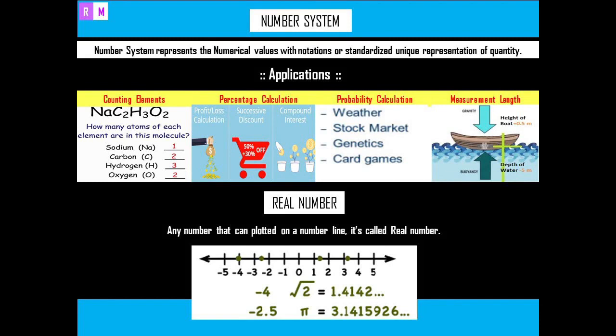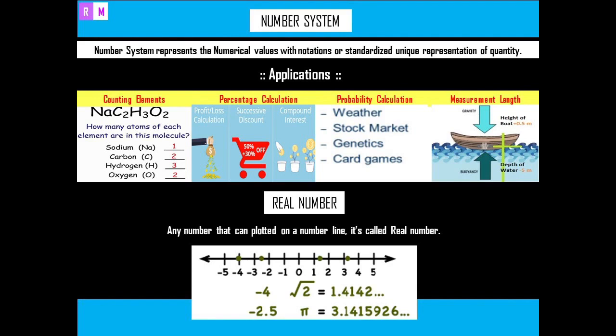Now our first chapter, number system, which denotes a notation or standardized unique representation of a quantity. There are many applications of the number system. This category can be utilized in counting elements, percentage calculations, probability calculations, and measurement of length. Let us take 2 examples to find out the applications.